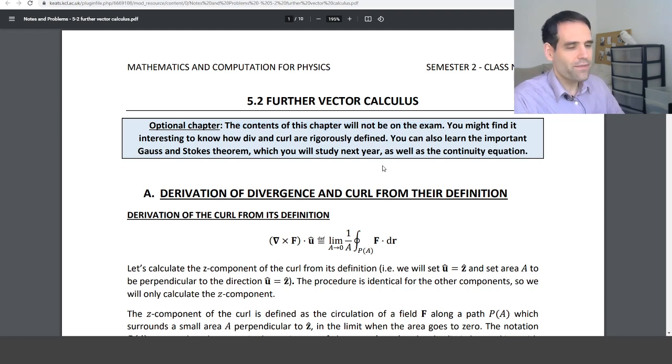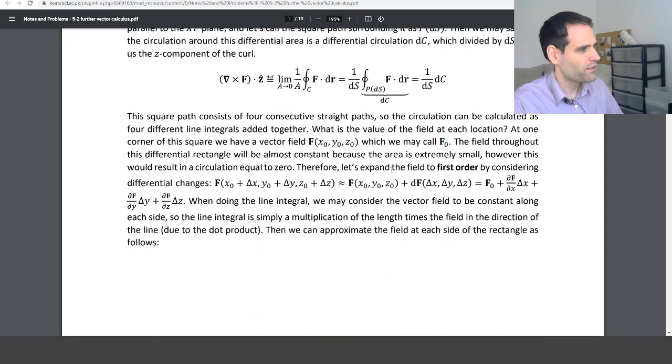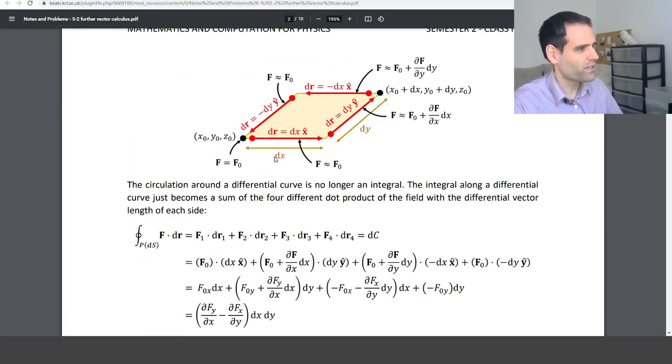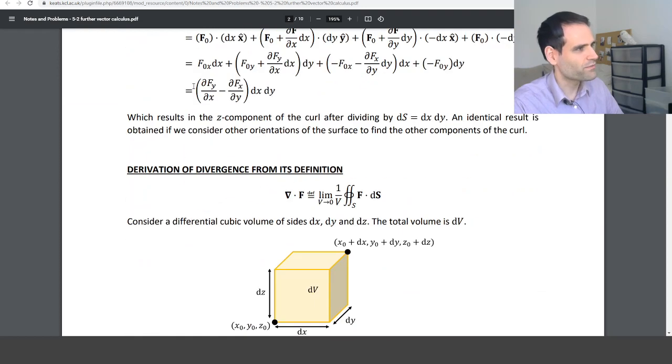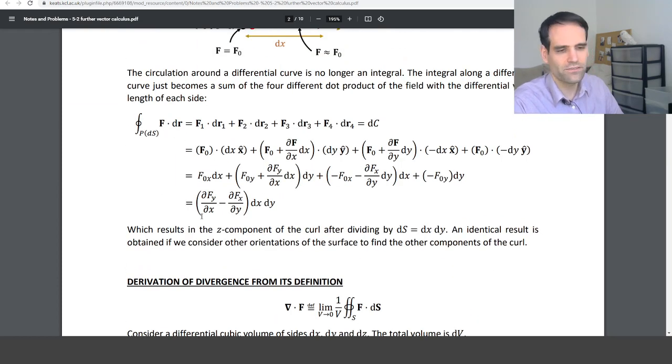But I think it's really nice because it justifies the things that you have learned in this chapter. For example, I provide the derivation of the divergence and the curl from their definition. Starting from the definition of the curl, doing some calculations, I find the expression for the curl, for example, along Z. And then you can repeat that same calculation to find the curl along X and the curl along Y.